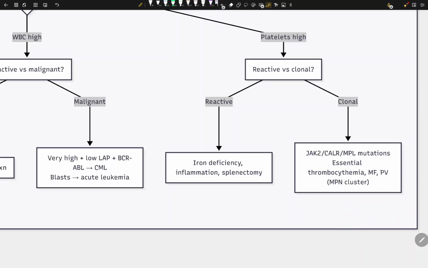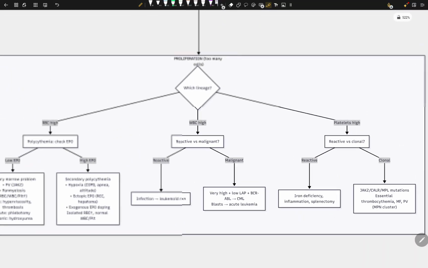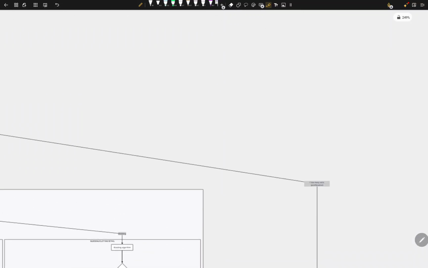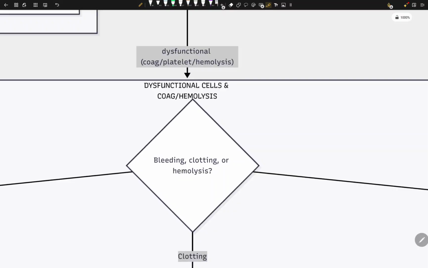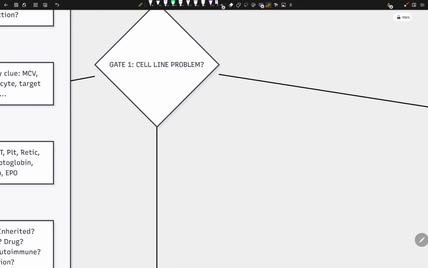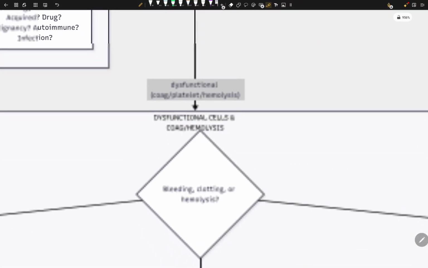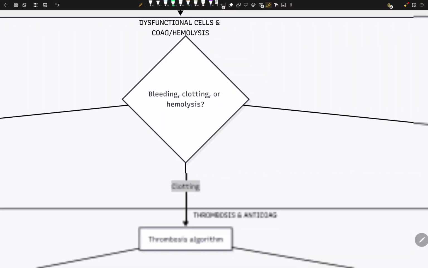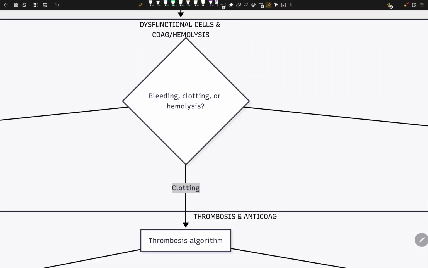The ratio gets messed up. So we have bleeding. So that's reactive versus clonal, right? So if our platelets are messed up, we can have these kinds of diseases. Okay, what else? So we're gonna ask again, what's the problem? If the problem is some sort of dysfunctional coagulation, platelets, or hemolysis. Okay, so we are under the roof of coagulation, hemolysis.